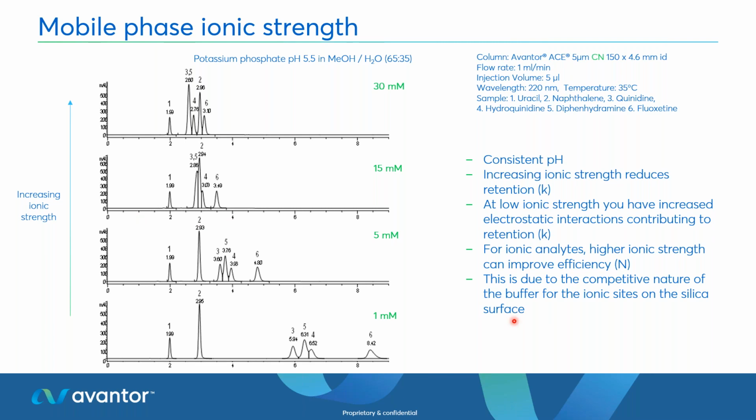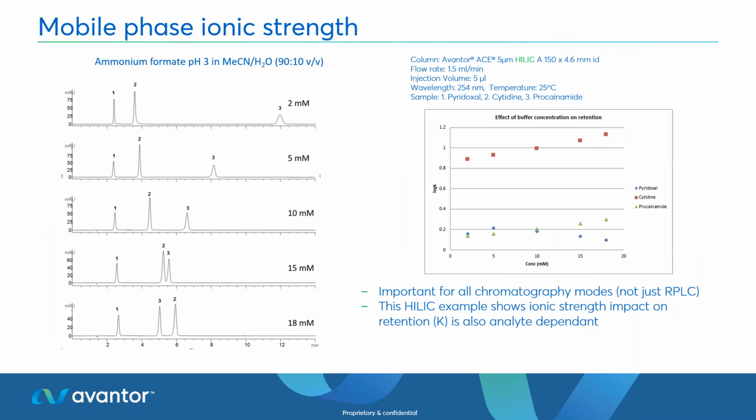Some of it's related to the fact I've got this strong dipole. So there's other factors that play a role when I'm working with different ionic strengths. And it doesn't just affect reverse phase. So if you run any HILIC methods, I apologise, this is the other way up. So now I've got the low molarity buffer at the top and the high at the bottom.